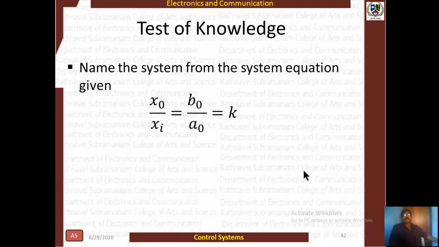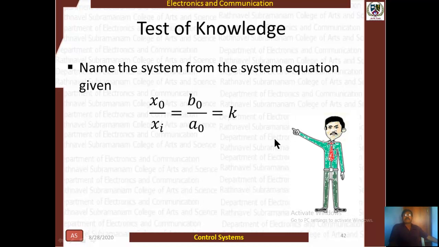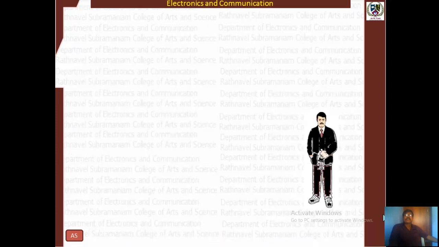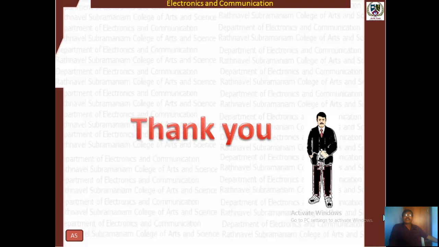Name the system from the system equation given x naught by xi is equal to b naught by a naught is equal to k. The order of the system equation is 0. So that's why this is called a zero order system. The keywords associated with this session: the order of the system, zero order system, first order system, second order system, and the system equation. Thank you all.